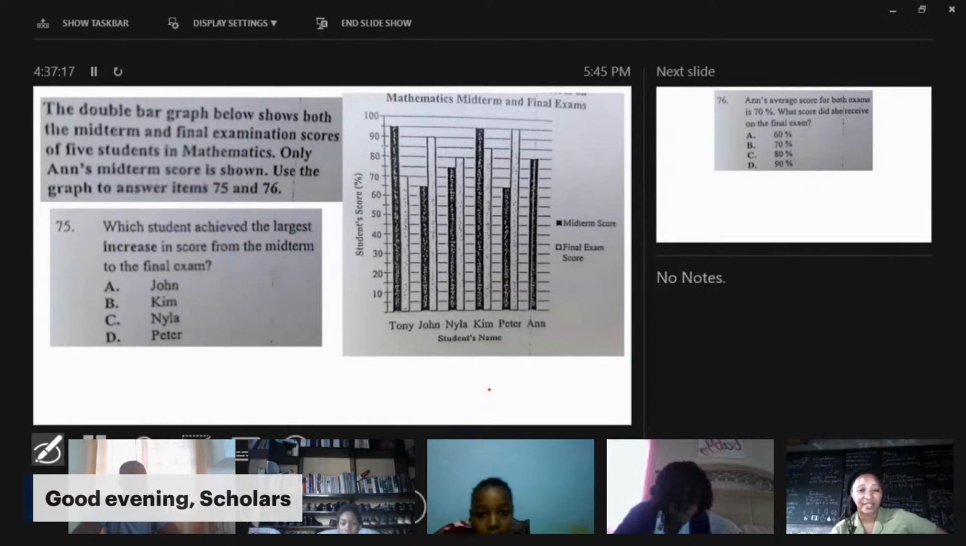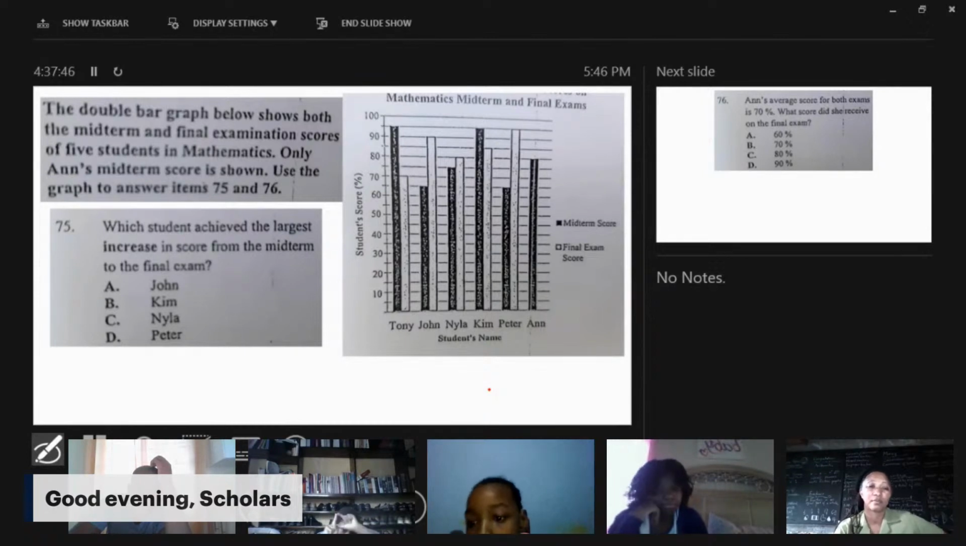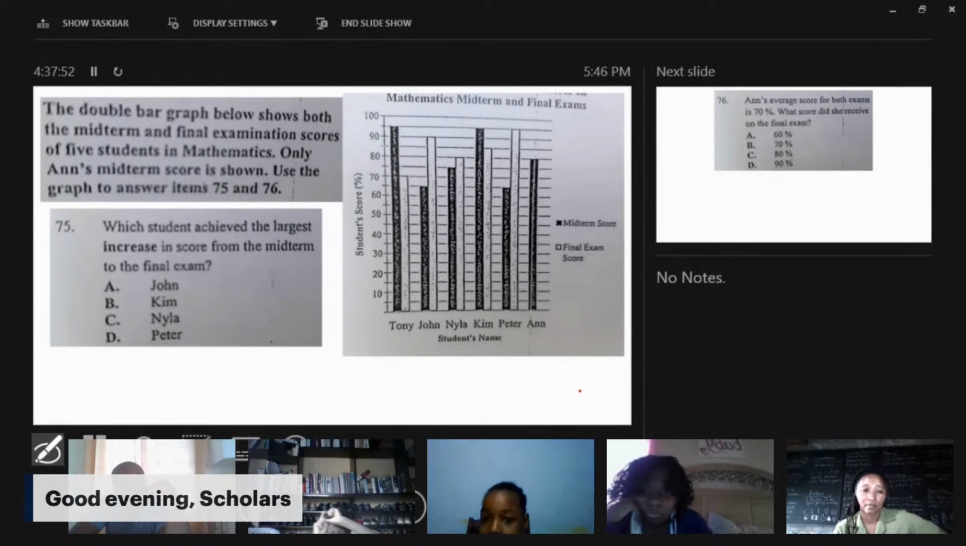Can you read 75, Legende? Yes, Miss. Number 75. Which student achieved the largest increase in score from the midterm to the final exam? A. John. B. Kim. C. Nyla. D. Peter.